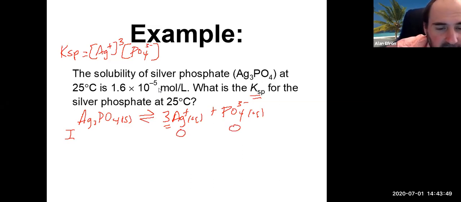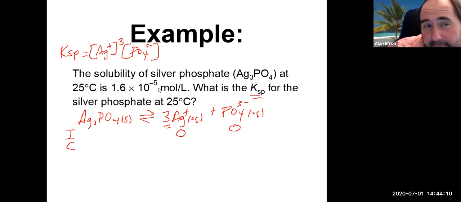Okay. The change part is going to be just like normal. We're going to assume that this reaction is heading towards the product side, which means minuses would be on the reactant side, which in this case we don't have anything to worry about because it's all a solid. And the positives would be on the product side.